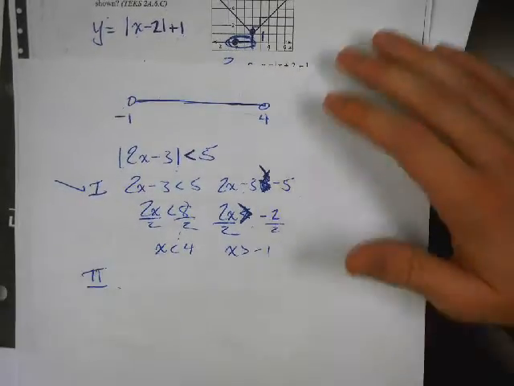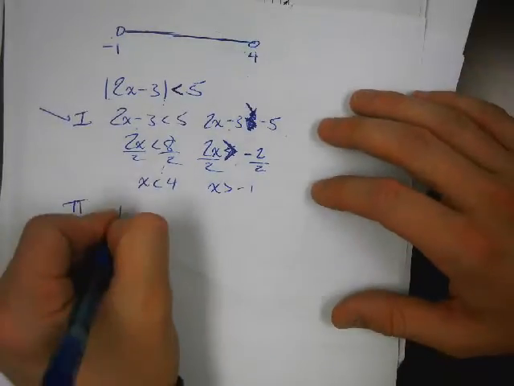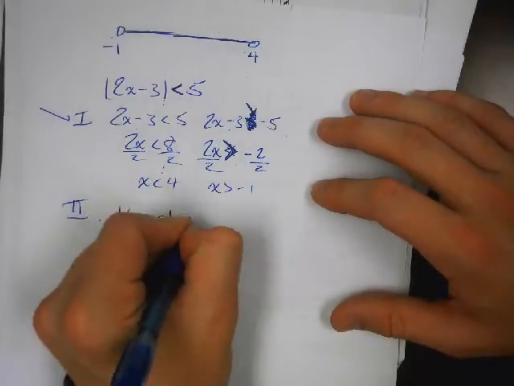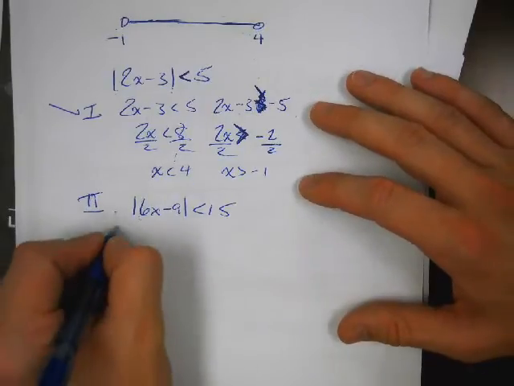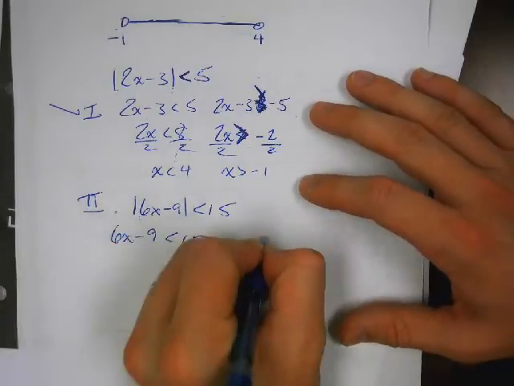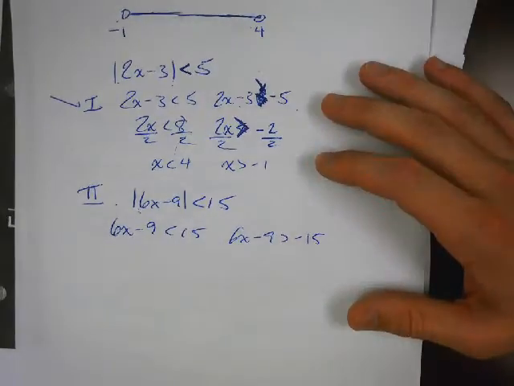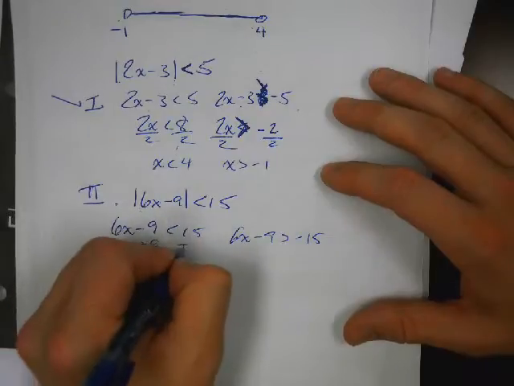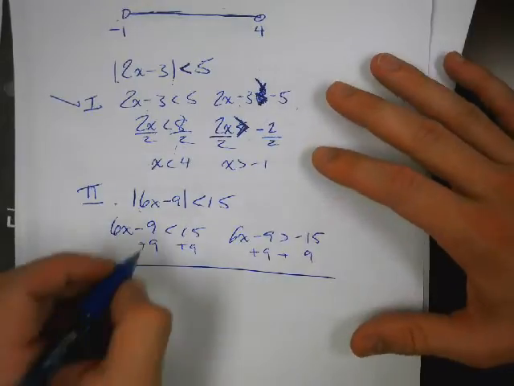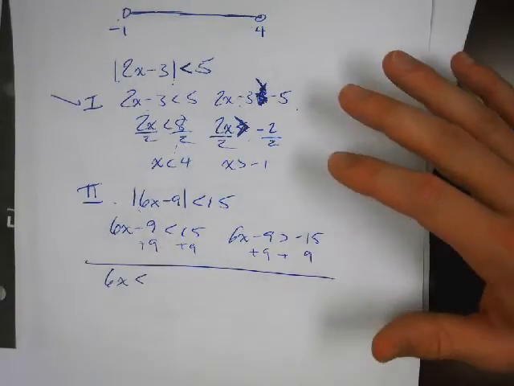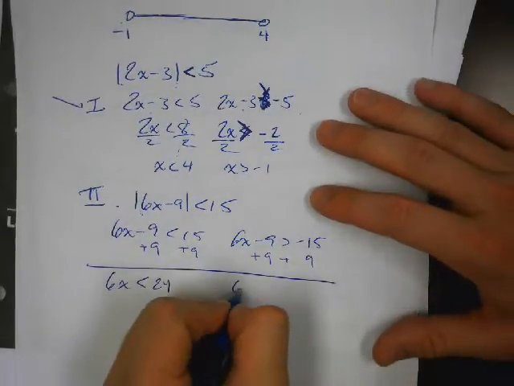Option 2 says the absolute value of 6x minus 9 is less than 15. So when we're ready to break the absolute value symbol, we're going to have 6x minus 9 less than 15, and 6x minus 9 greater than negative 15. We're ready to add 9 to both sides. So we get 6x is less than 24, and 6x is greater than negative 6.